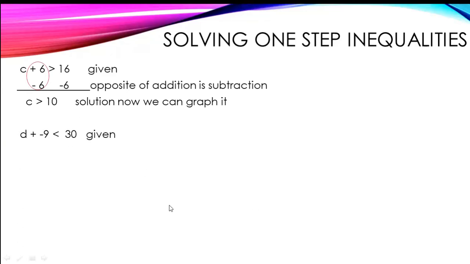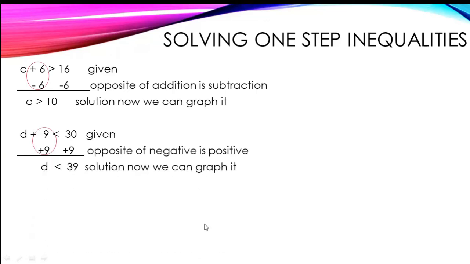Let's do one more. d plus minus 9, so plus into minus is minus. That means here it's minus. A minus sign, if you send it to the other side, will be positive. So 30 plus 9 will be 39. So d is less than 39.